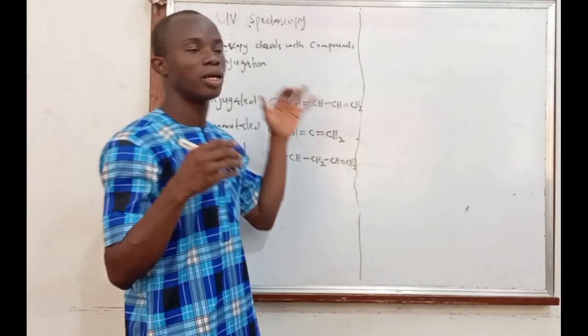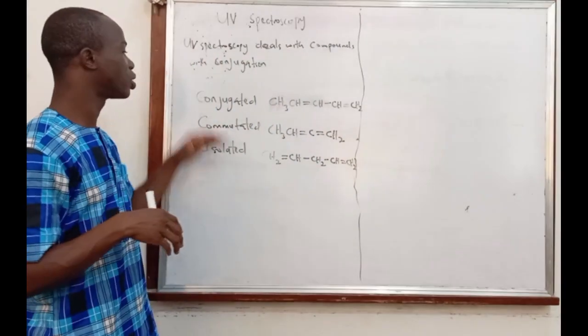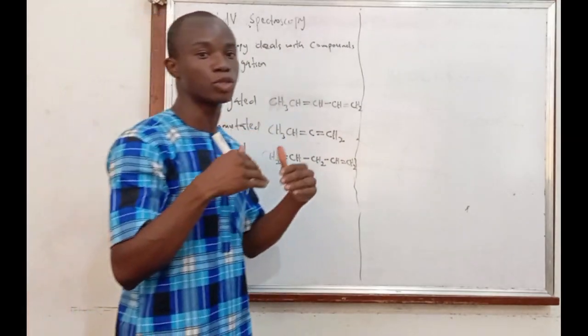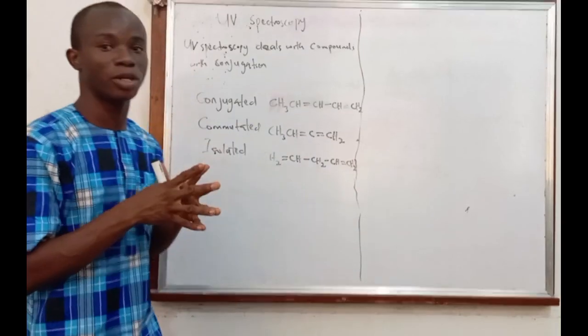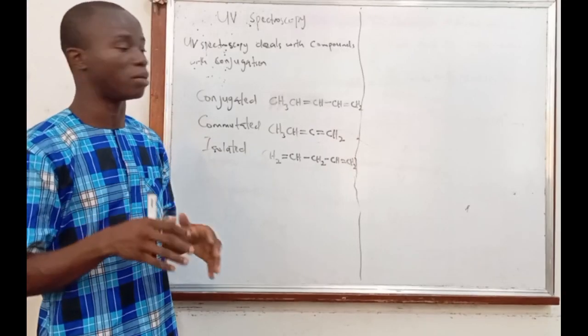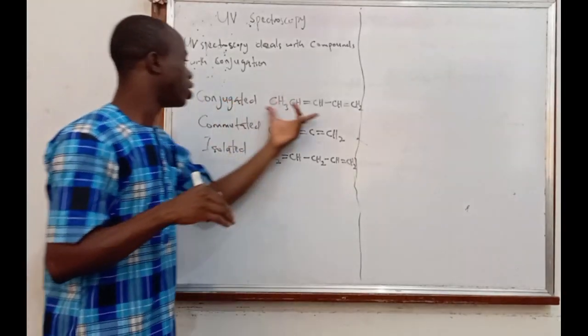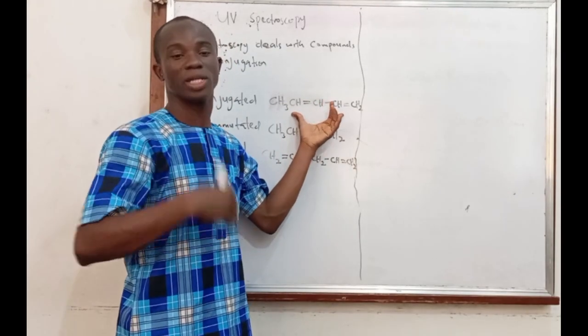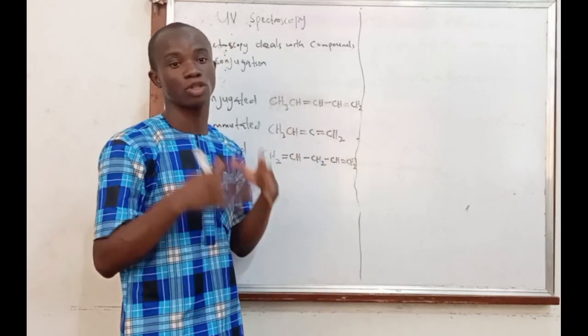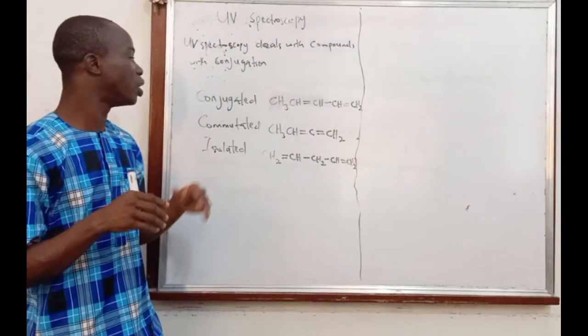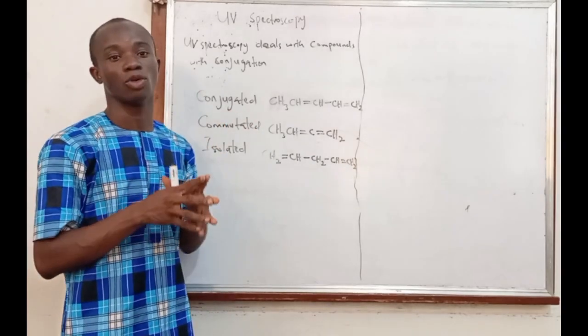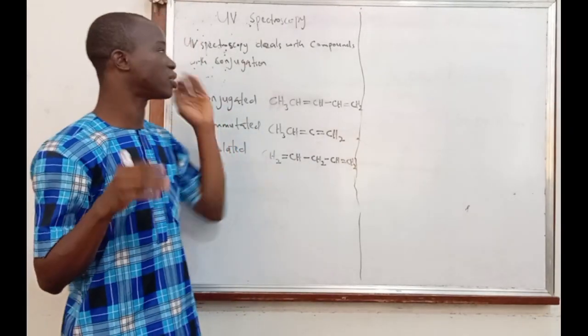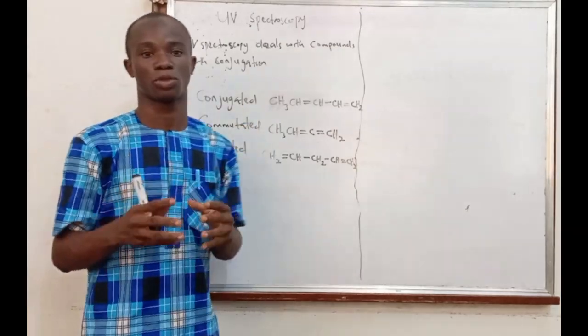So, like I said, the focus of UV spectroscopy is to study or to measure conjugated systems. Any compound that has a system like this, whereby two double bonds are separated by a single bond, can be said to have conjugation, and that's the focus of UV spectroscopy.